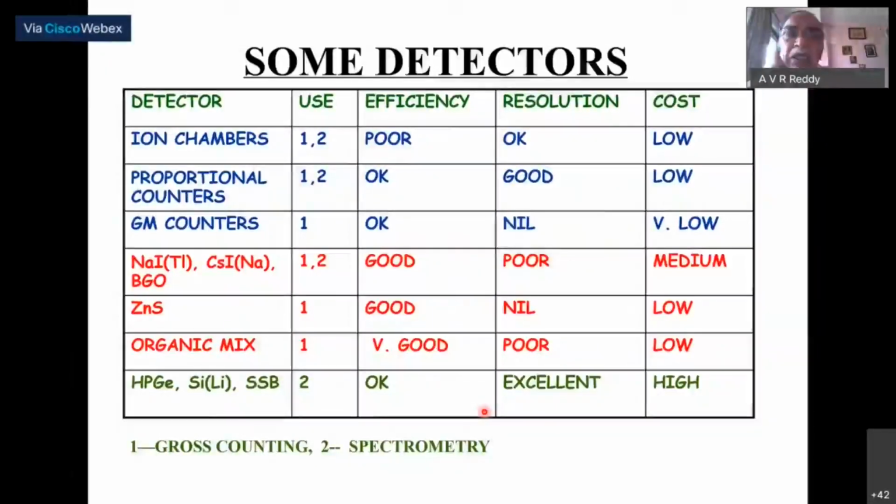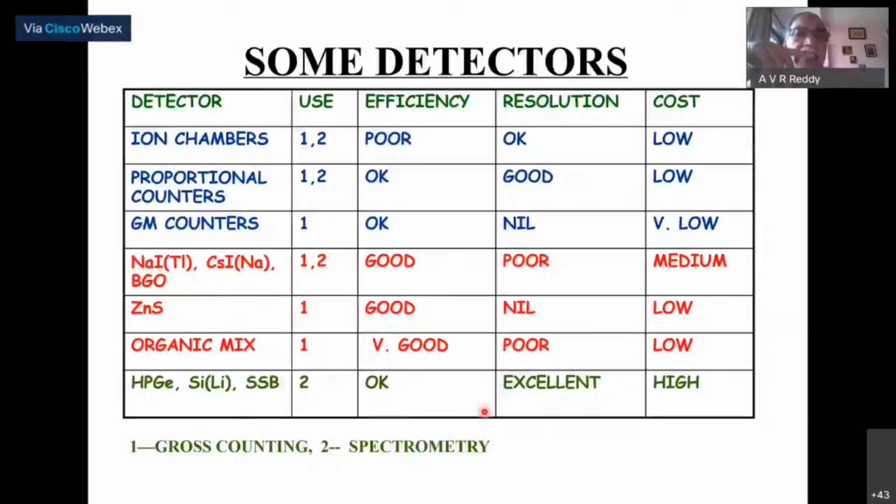GM counters are the cheapest and oldest detectors. In the earlier days, up to the 20s and 30s of the last century, these were the only detectors that were used. Their efficiency is good. And of course, there is no resolution because it is only useful for gross counting, which I will explain in the next 3-4 slides. And the price is absolutely low.